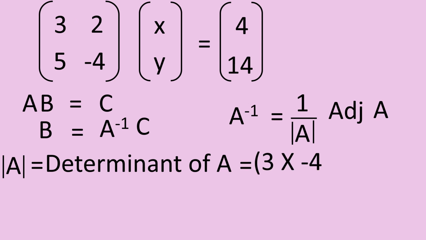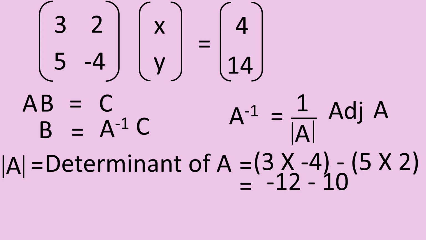So we just simply express it. We said 3 times minus 4, and then we subtract 5 times 2. That gives us the determinant of A. 3 times minus 4 is minus 12, minus 5 times 2 is 10. So minus 12 minus 10. You're owing 12, you're owing another 10. That gives you a total of minus 22 that you're owing. So our determinant of A is equal to minus 22.